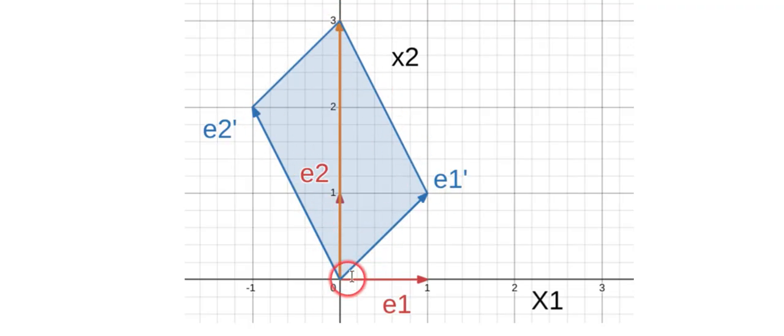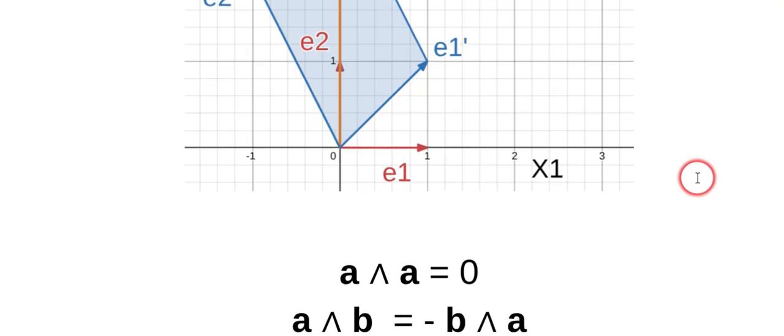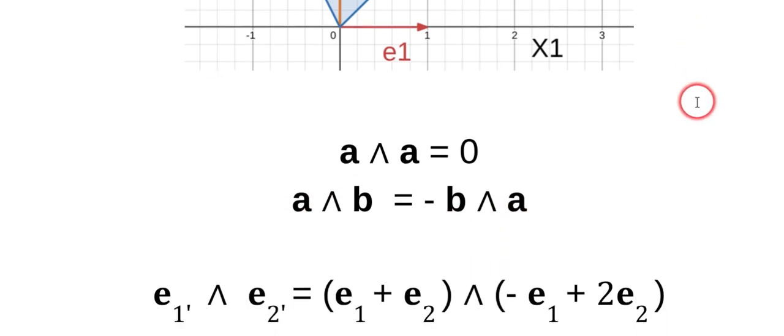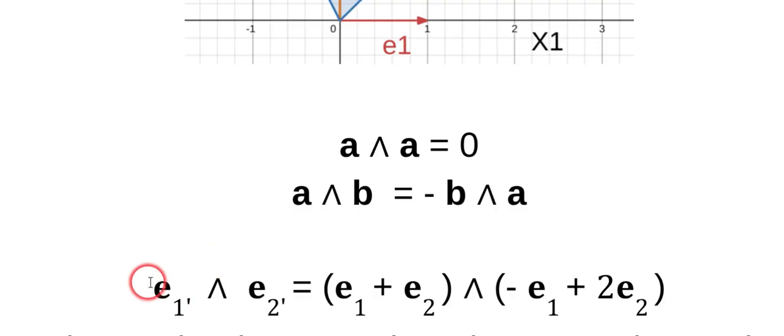Now we're going to wedge E1 wedge E2 and find the area of this thing. All right. Here are the 2 rules you need. Remember the wedge product? So any vector wedged with itself is 0. And a vector A wedged with B is equal to minus B wedged with A. So they're anti-symmetric, just like the cross product. Remember that? All right, so we're going to wedge E1 prime wedge E2 prime.